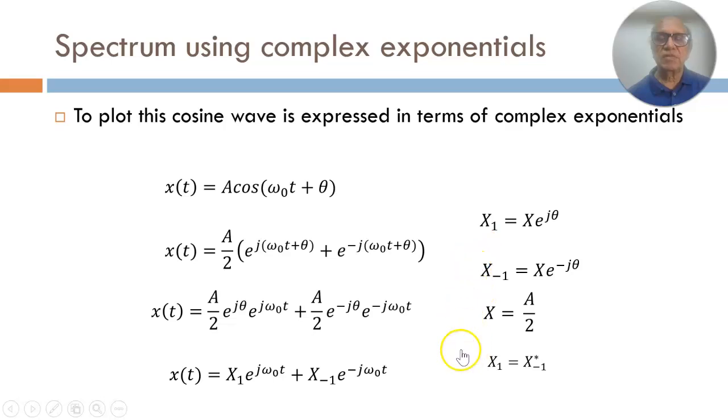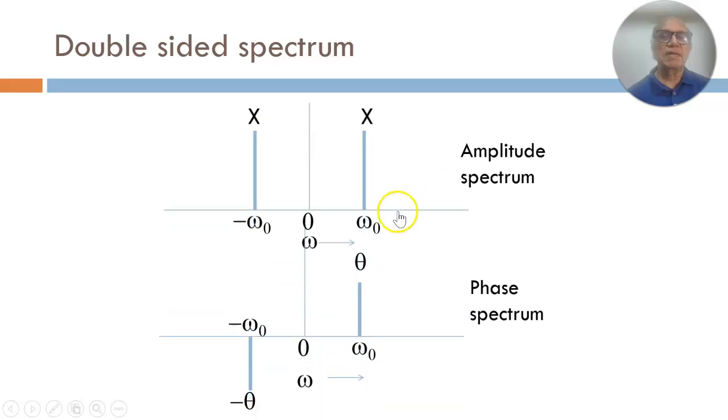So in this case, you will see that x1 and x of minus 1 are complex quantities, and they will have magnitude as well as phase angle. So magnitude is A by 2 in both cases, whereas the phase angle in one case is theta, in the other case it is minus theta. So if you sketch this spectrum, you now get a double-sided spectrum, because we have introduced the concept of positive and negative frequencies. So at omega equal to omega naught, you get x, which is A by 2, remember, and at minus omega naught you again get x, which is also A by 2.